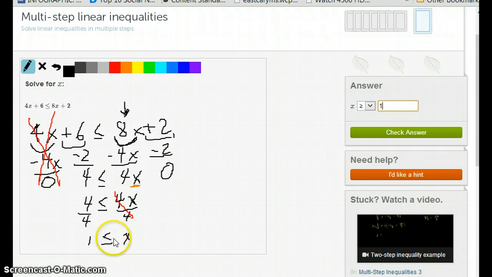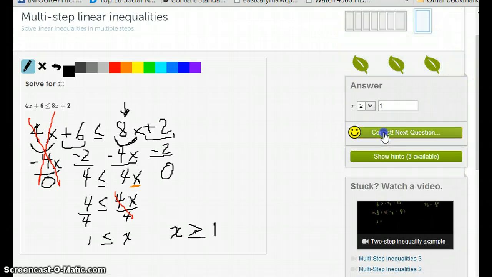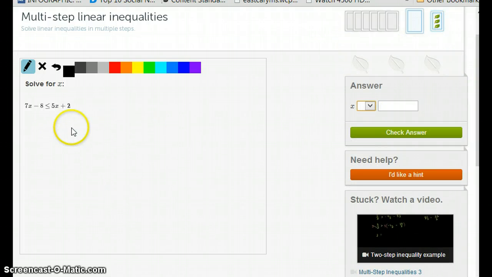We reversed it because we have 1 is less than or equal to x, but what they want is the x on the left side. If you put the x on the left side, obviously you're going to have the alligator eating the x and not the 1, so that's why we switched it over. Alright, now let's move to the next one.